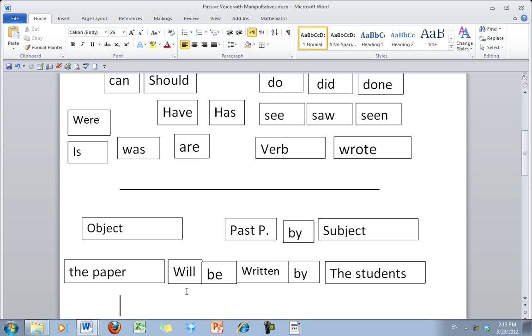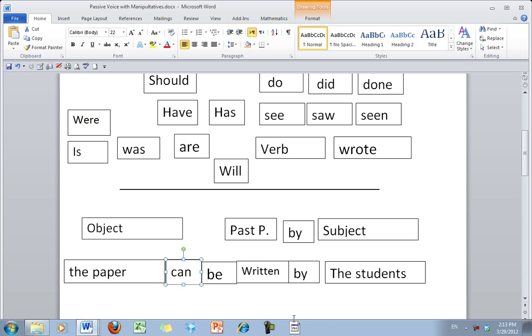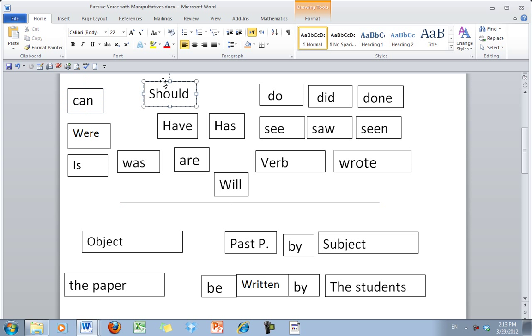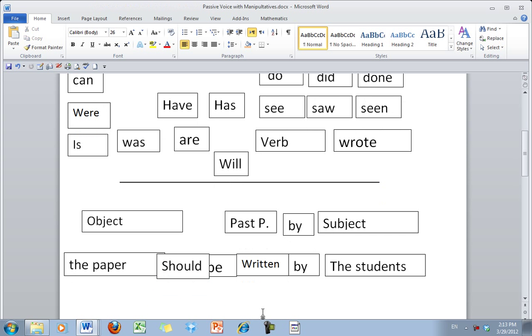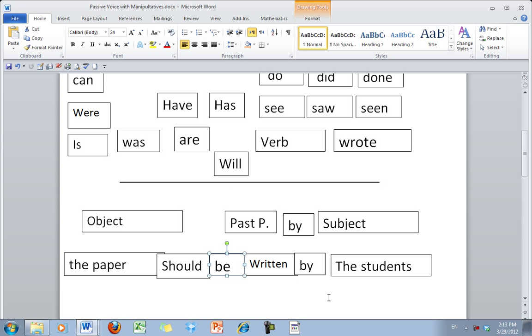Or if I wanted to change the future and talk about possibility, I could use a modal, and I can say the paper can be written by the students. Or I could say the paper should, need to move these over just a little bit, should be written by the students.